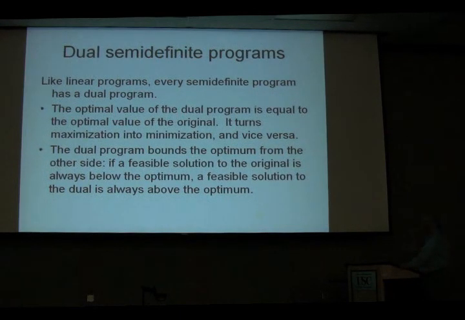So that means if you have some feasible point of the original program, that is, some recovery operator, it gives you a lower bound on the actual fidelity. If you have some feasible point of the dual program, and that's not a recovery operator, it's some, I don't know how to describe it.